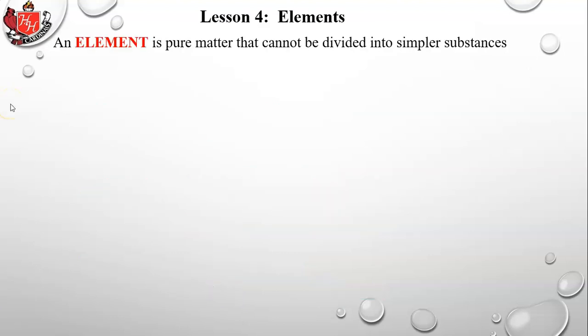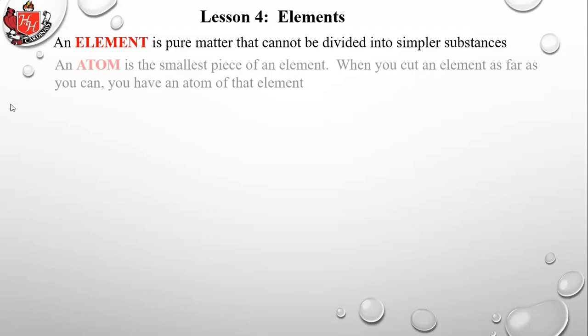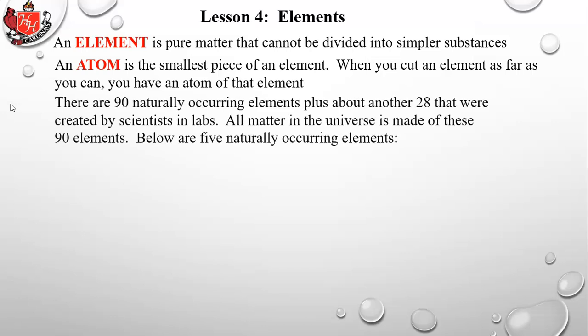An element is pure matter that cannot be divided into simpler substances. An atom is the smallest piece of an element. When you cut an element as far as you can, you have an atom of that element. There are about 90 naturally occurring elements plus about another 28 that were created by scientists in labs. All matter in the universe is made of these 90 elements.